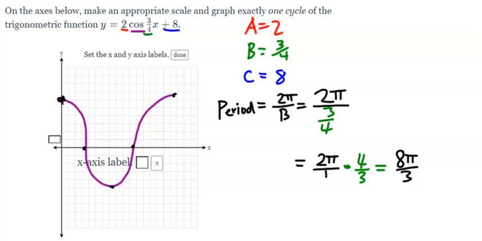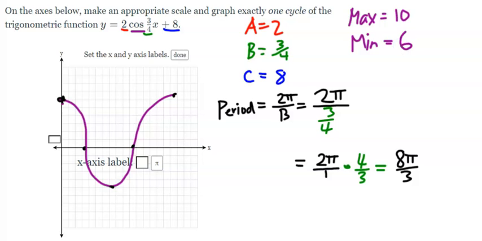You might want to, in this example, know what the max and min values are. So on the side, I'll say that the max is equal to the midline plus the amplitude, so 8 plus 2, which is 10. And the minimum is the midline subtracted by the amplitude, so 8 minus 2, which is 6. So knowing that, it's going to be very useful.